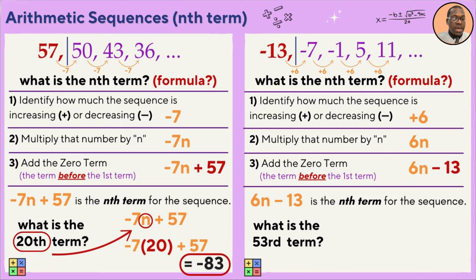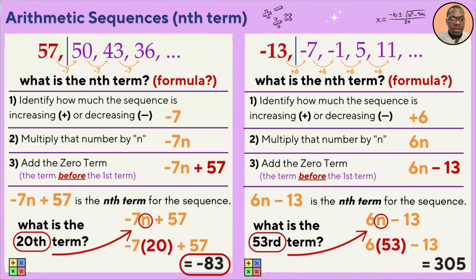Now, we can use that pattern to get any number in the sequence. So if I ask you what's the 53rd term, you would start with your nth term and replace your number, n is for number, with 53. So it would be 6 times 53, 53 is your number, 6 times 53 minus 13. And our answer would be 305, meaning the 53rd number in the sequence is 305.